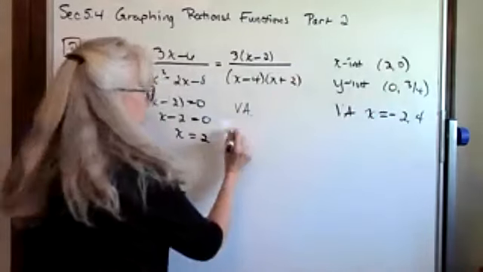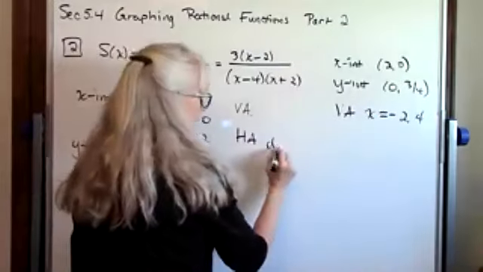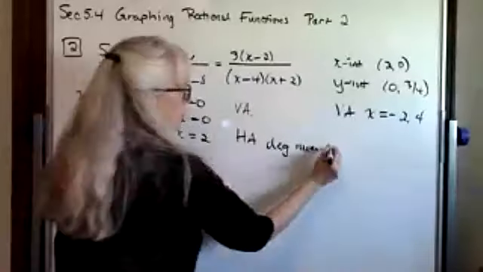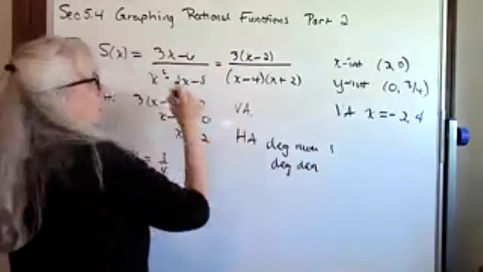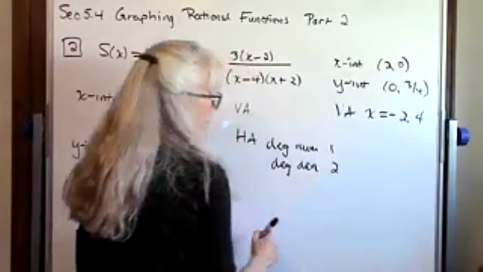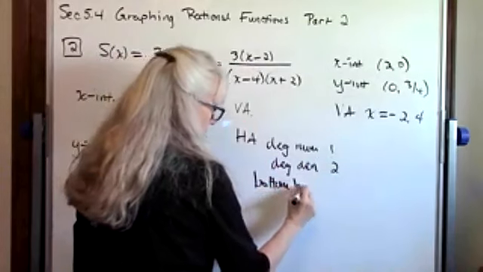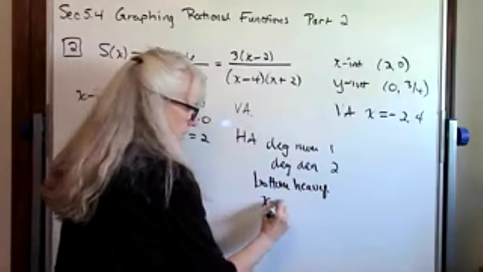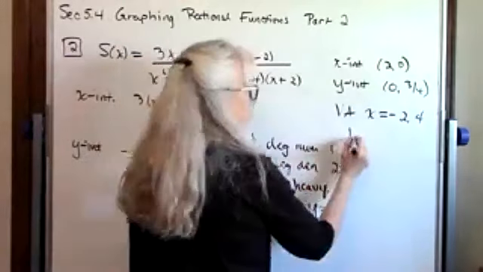Next is the horizontal asymptote. This comes back and looks at the degrees. So the degree of the numerator is 1. The degree of the denominator, well, it's got an x squared, so that's a 2. So it's bottom heavy, is what I like to call it. And anytime it's bottom heavy, I know that the horizontal asymptote is the x-axis. That's the line y equals 0.